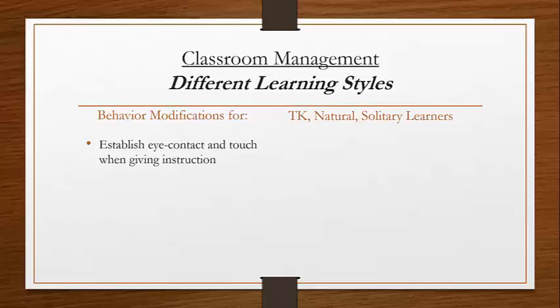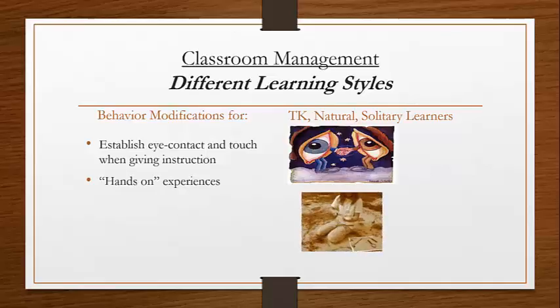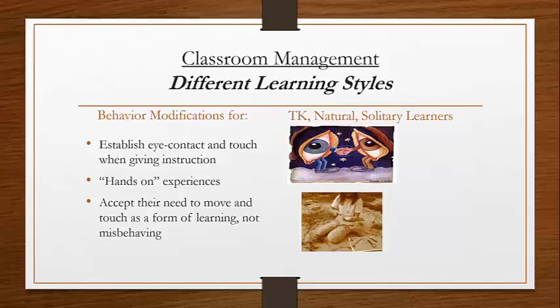With these types of learners, we want to establish good eye contact and touch when we're giving instruction. Again, with touch, it's child dependent. We are dynamic creations, so only when it's going to be acceptable to that student. Hands-on experiences are keys with this type of learner. We should accept their need to move and touch things as they're learning as a form of learning, not misbehaving.